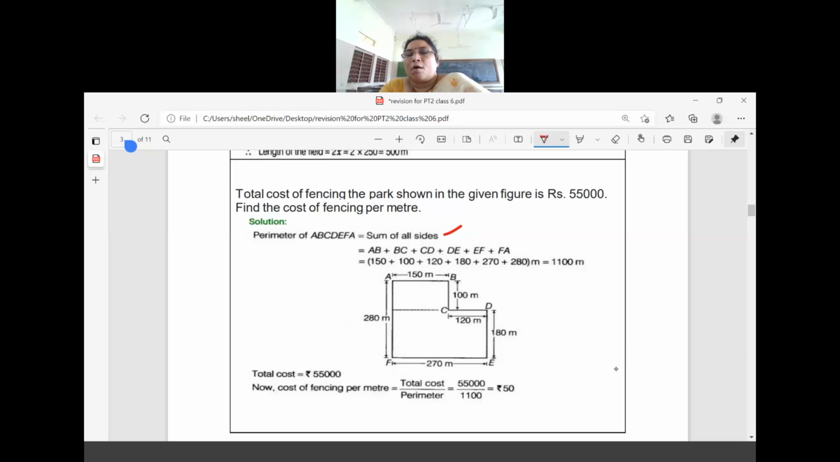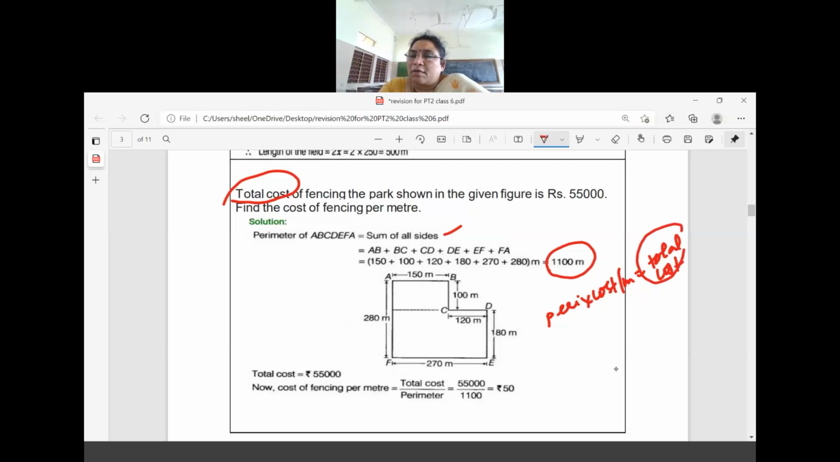So what we have done here, all the sides we have added, then we are getting 1100 meter only, right? When we are having a perimeter of 1100 meter, then per meter what is the cost they are asking? Because in this question total cost is given, right? So if you know the perimeter, then cost per meter equals total cost divided by perimeter. What is given in the question? Total cost is given, then perimeter is also given. So we have to find out the cost per meter. So what is the formula? Total cost should be divided by perimeter.